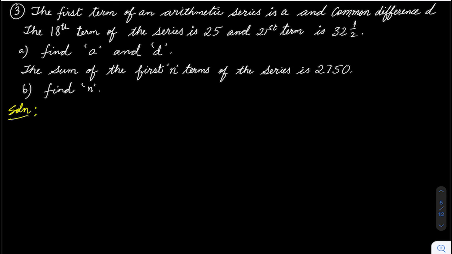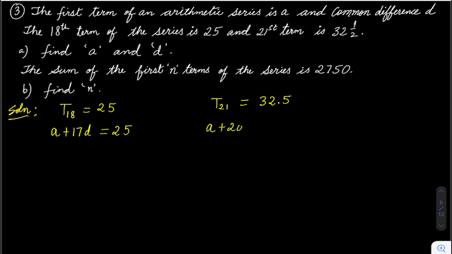So, 18th term is 25. What is the 18th term of an arithmetic progression? That is A plus 17D, which is given as 25. The 21st term is given as 32.5. So the 21st term means A plus 20D is nothing but 32.5. So now we have two equations. This is equation 1, this is equation 2. So we can use these two equations to find A and D.